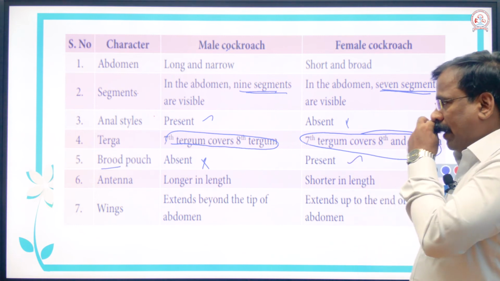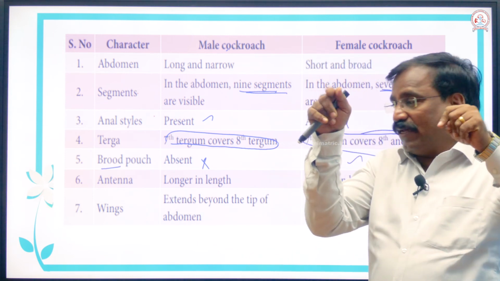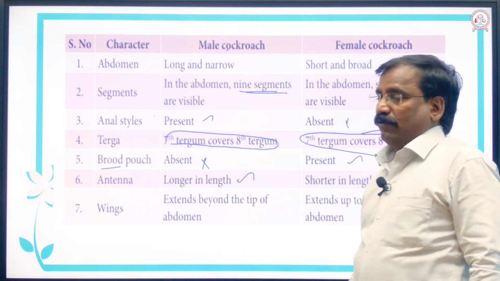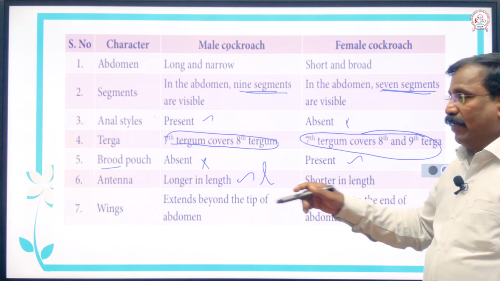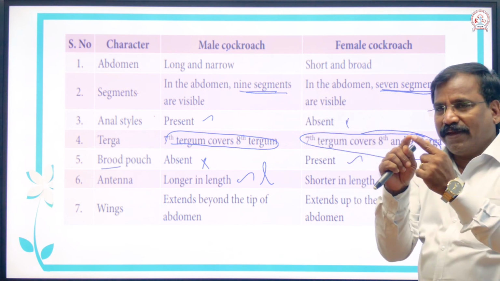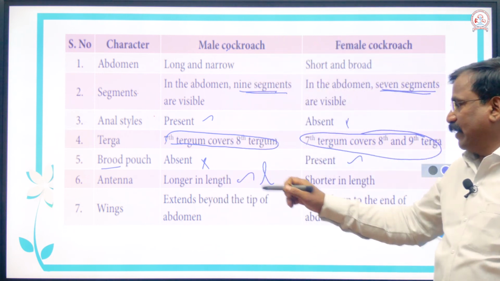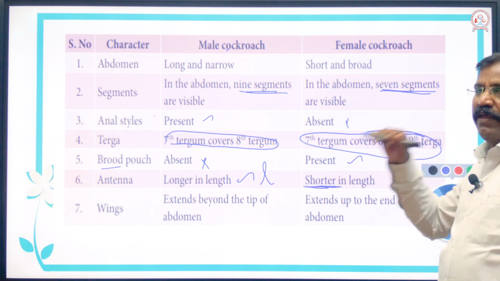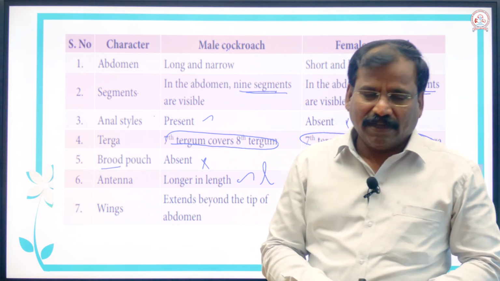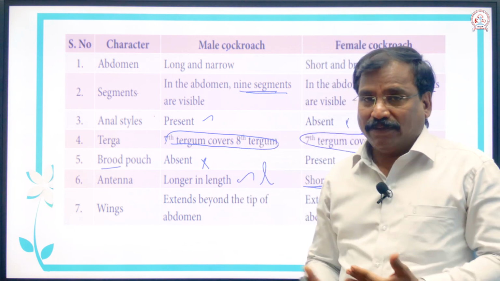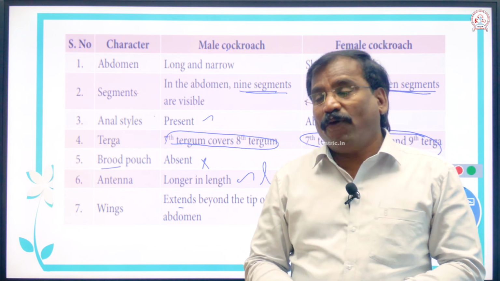Here it is present. Antennae, that is two horn-like structures. That antenna is longer in male and shorter in female. If you compare both male and female, the antenna of male is longer than the female. So it is longer in length, it is shorter in length. And wings. Though both the male and female have two pairs of wings, look here, they extend beyond the tip of the abdomen.